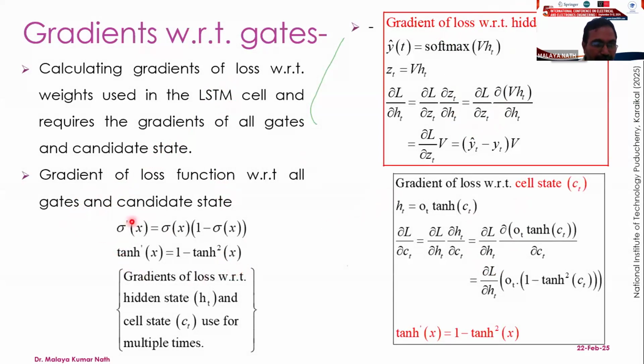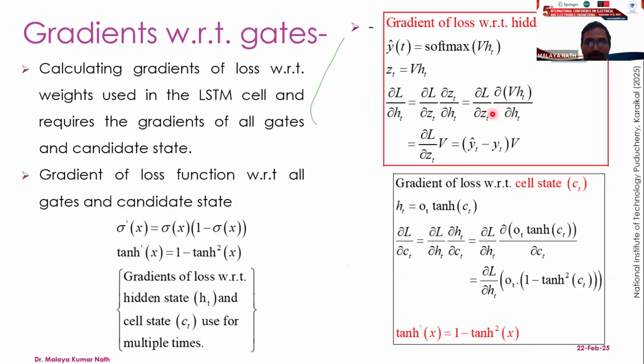If we take the derivative of the sigmoid function, that can be represented as sigma(x) times 1 minus sigma(x). If we take the derivative of the tanh x, that can be represented by 1 minus tanh squared x. Now these two pieces of information have to be used in this LSTM network for simplification. The gradient of loss with respect to the hidden state and the cell state is used multiple times.